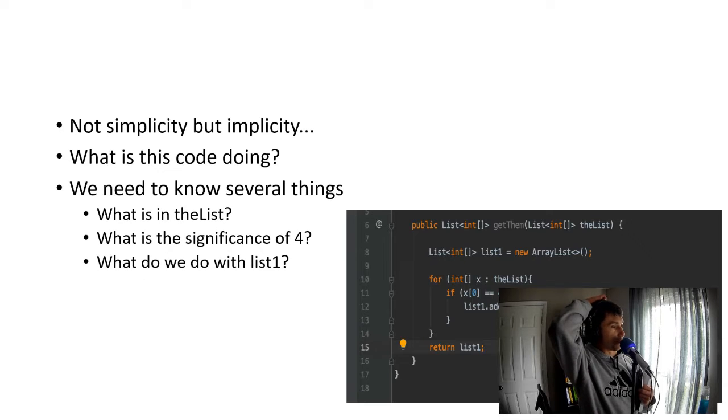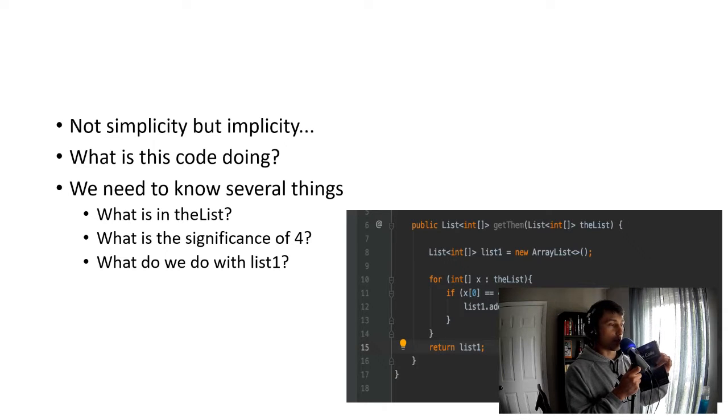So here's another example. You have this method getThem. It's going to return a list of integer arrays. It's taking in a list of integer arrays. But what is this code exactly doing? I mean, we know that it's looping through the list that you pass in, and if the iteration within the list is equal to 4, then we're going to add it to a new list and return it. So if x at 0 is equal to 4, we're going to return it in this new list.